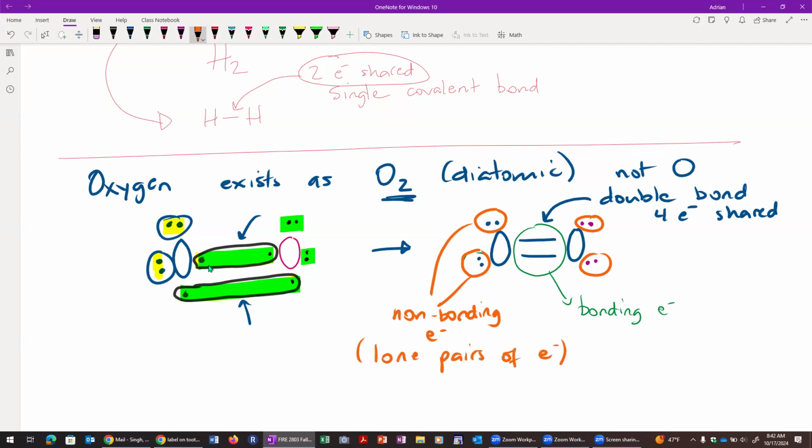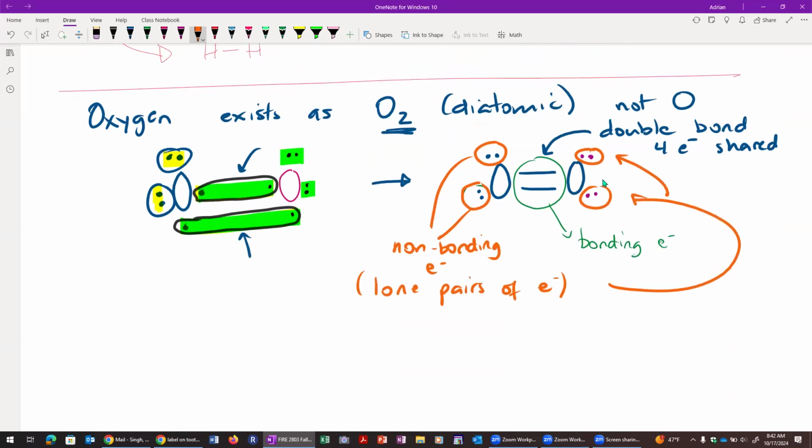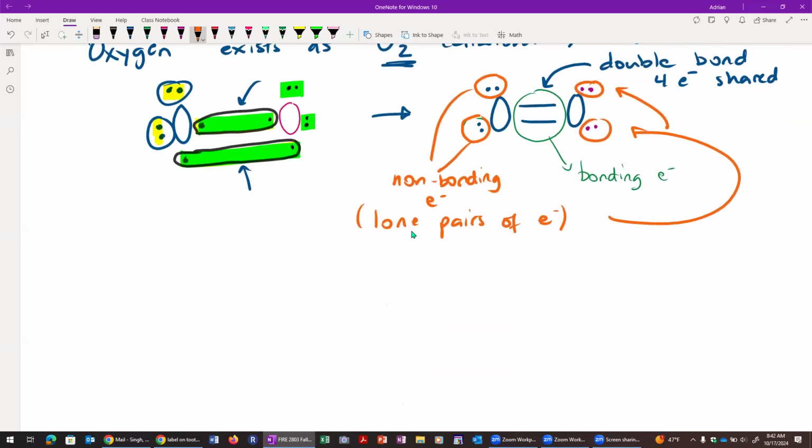Because they're by themselves and they occur in pairs or groups of 2, we have 2 sets of lone pairs on each of these oxygens. All right, so we have a single bond between the H and the H, just a line, that's a single covalent bond. Between the O and the other O, we have a double bond, so 2 lines, 4 electrons total shared. And then we have these non-bonding electrons that remain.